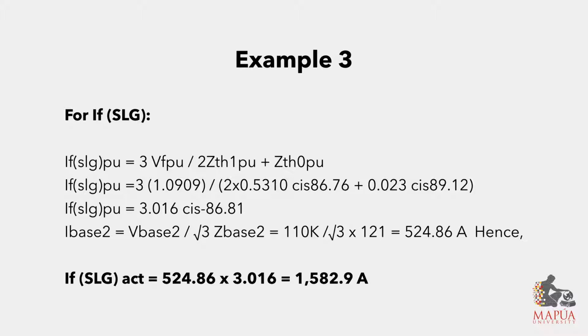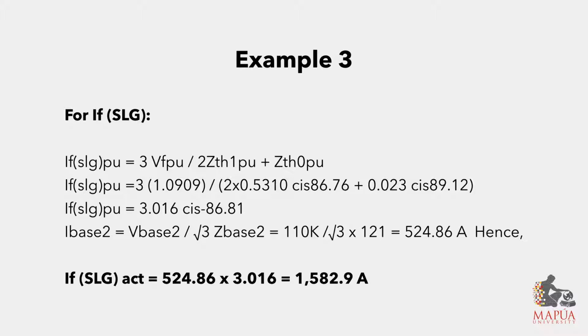So we substitute the values, which gives us 3 times the fault voltage in per unit, 1.0909, divided by twice the Thevenin equivalent impedance of the positive sequence network plus the Thevenin equivalent for the zero sequence network. That gives us the fault current for the single line to ground fault in per unit to be 3.016, angle of negative 86.81 degrees.